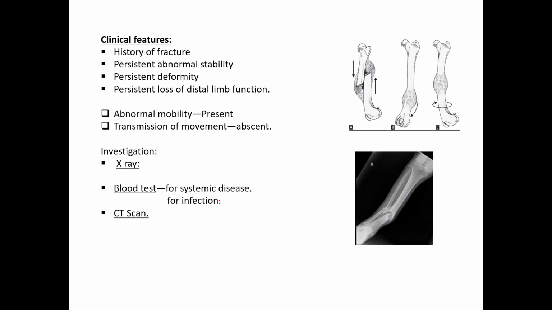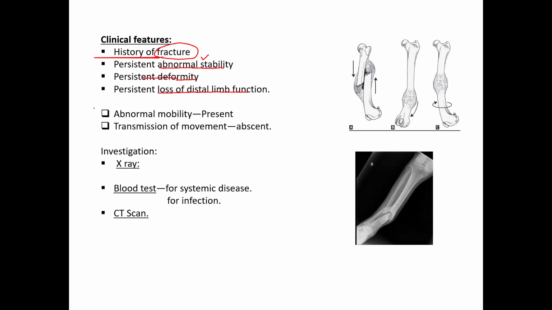So what are the clinical features of non-union? As we discussed before, there is no healing of the fracture. When there is no healing of the fracture, there is persistent abnormal mobility, and persistent deformity. And the patient will have loss of function distal to the limb because of lack of stability. And definitely there will be a history of fracture.